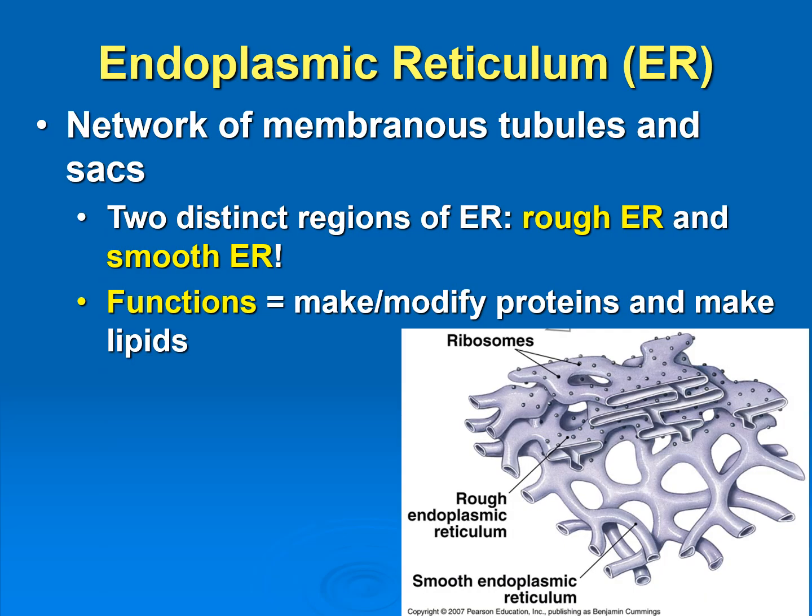Okay, our next thing that we find inside of our eukaryotic cells would be the endoplasmic reticulum. And a lot of times we'll just abbreviate that ER, so that's a lot easier to say. And the ER is just kind of a network of membranous tubules and sacs. And there are two different parts to the ER. We have the rough ER and the smooth ER. And the functions are to make and modify proteins. That's what the rough ER does. And then the smooth ER will make lipids.